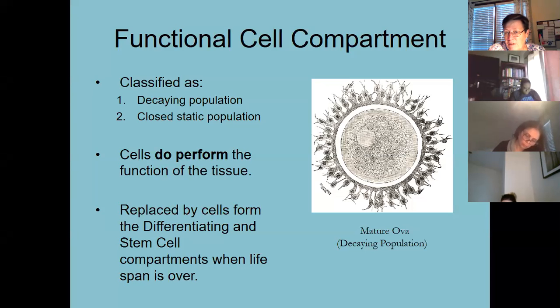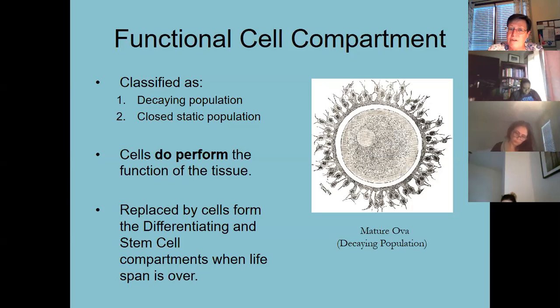Then some functional cell compartments are what we called closed static populations. Closed static populations are those in which there is no cell production, but there's also no cell release. The main population in this category are nerve cells. When you are born, you have all the nerve cells you're ever going to have. Assuming they are not damaged, they should last your lifetime. You're not going to produce any more, but you're not going to lose any of those cells.